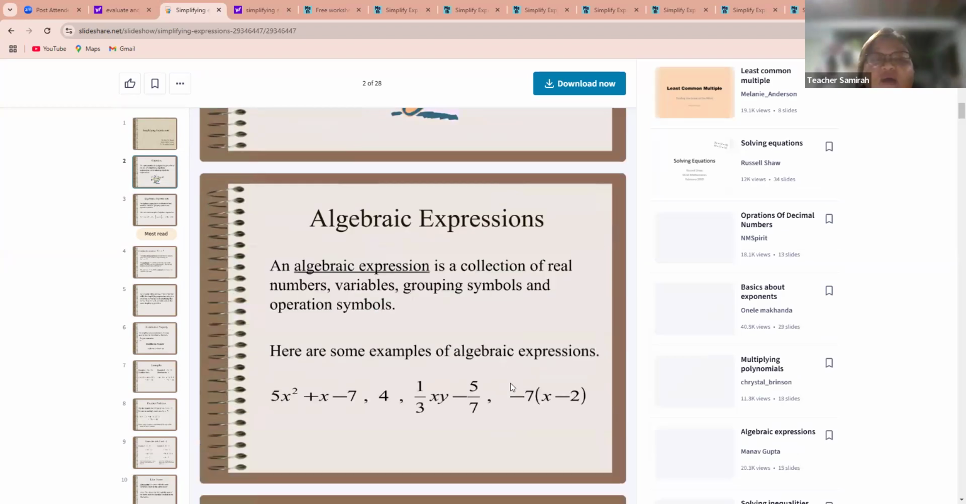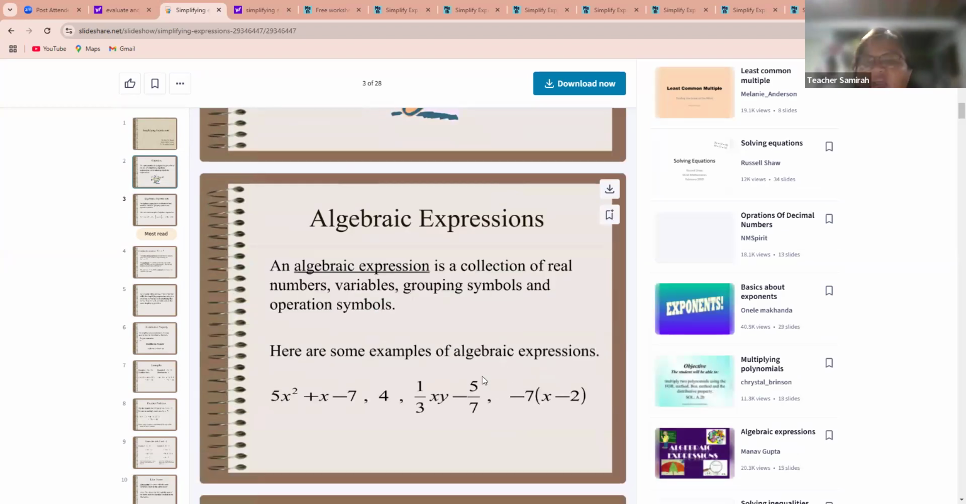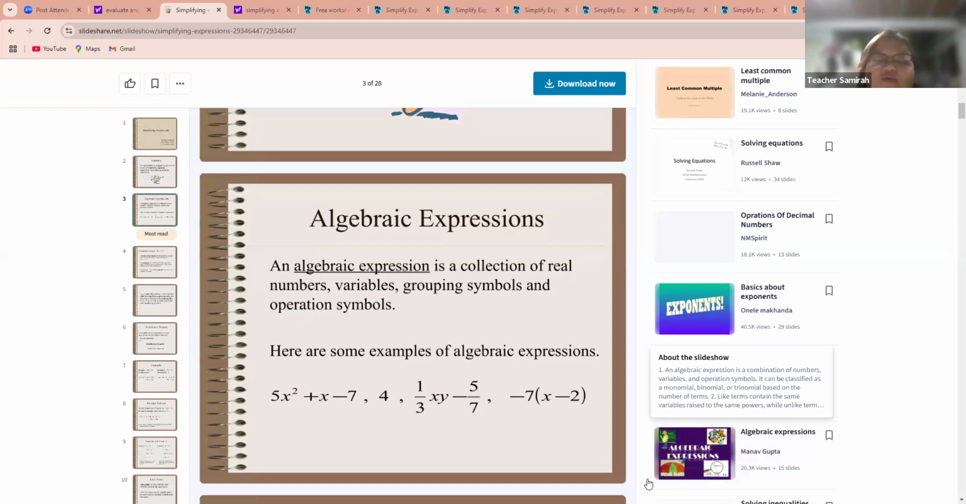Okay, we all know what is an algebraic expression, right? An algebraic expression is a collection of real numbers, variables, grouping symbols, and operation symbols. Real numbers, it starts from 1 to 1 million, something like that. Variables, any letters that we can find in the alphabet.